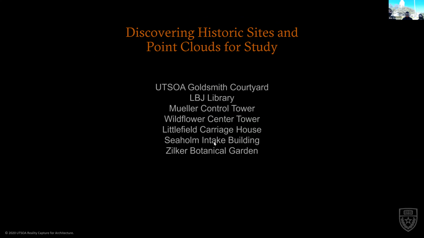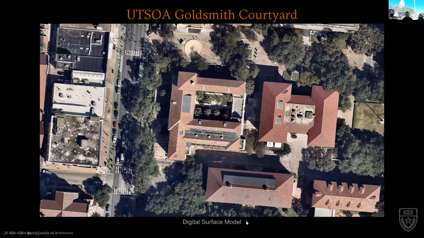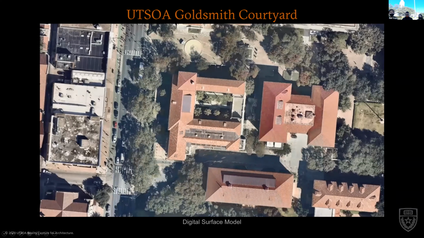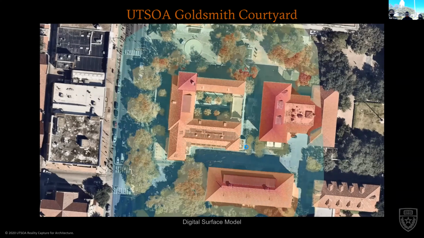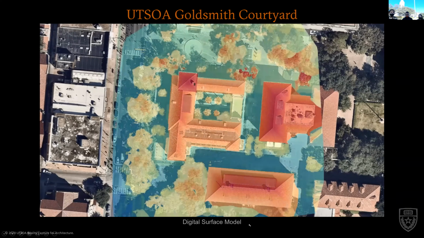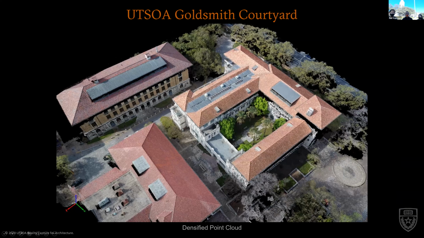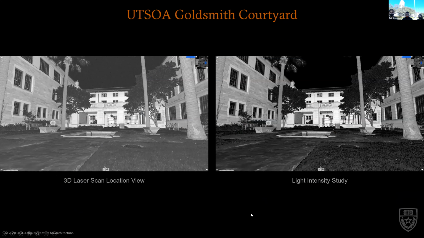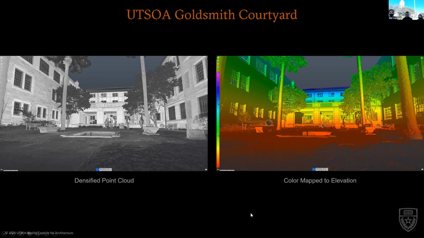Yeah, so Doug and I both took this class with Rob that goes over all of this technology. I was able to take it two summers ago when everything was in person. We went to sites both on campus and around Austin, starting with the Goldsmith Courtyard, which Rob had already made a digital model of. Showing a point cloud, processing in Autodesk Recap, color mapping.